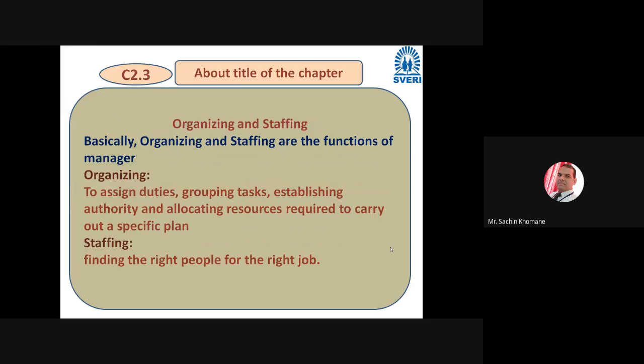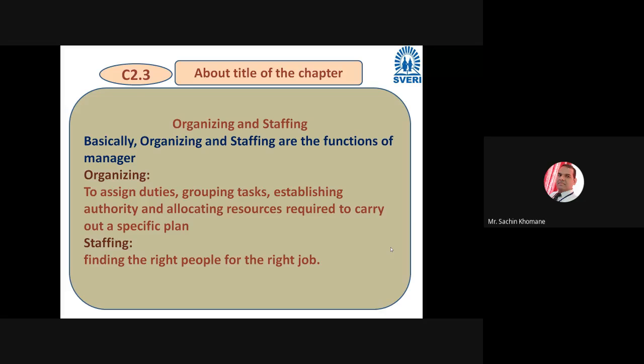Friends, let us start our discussion on the title of the chapter. As you know, organizing and staffing is a function of the manager. Okay, so nobody else does this organizing and staffing function without the manager. The manager has this function, he has to do it. Okay, so what is organizing? That concept we have seen. Organizing is nothing but assigning duties, grouping the tasks, establishing authority, and allotting the resources required to carry out the specific plan.